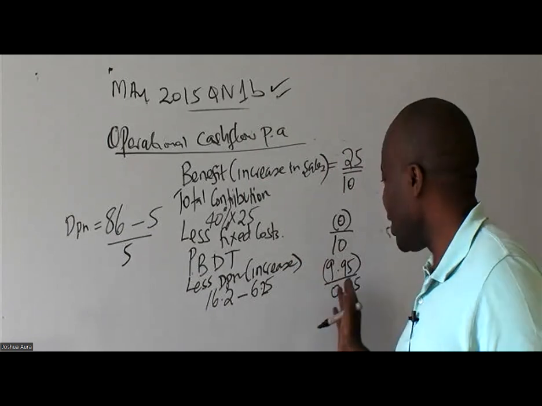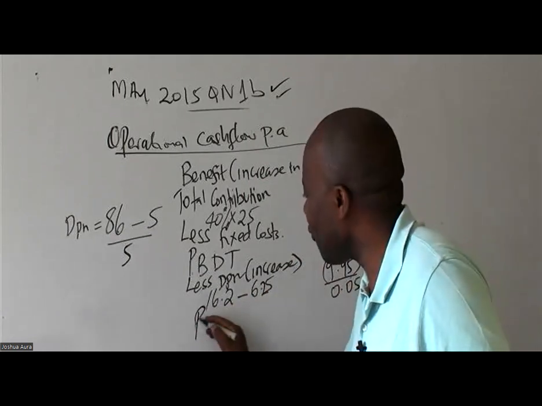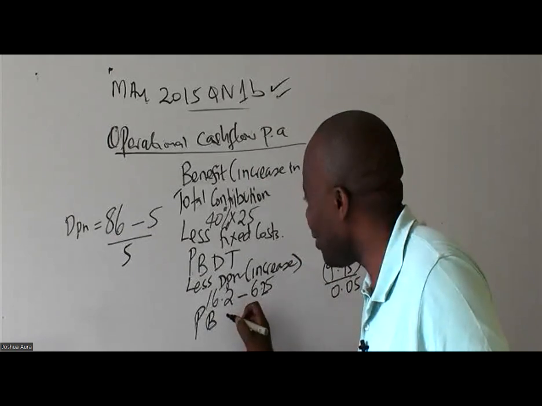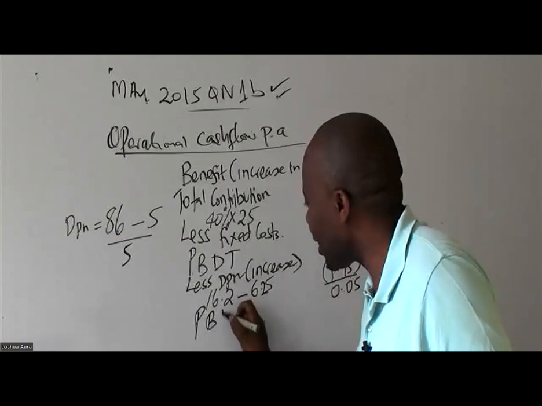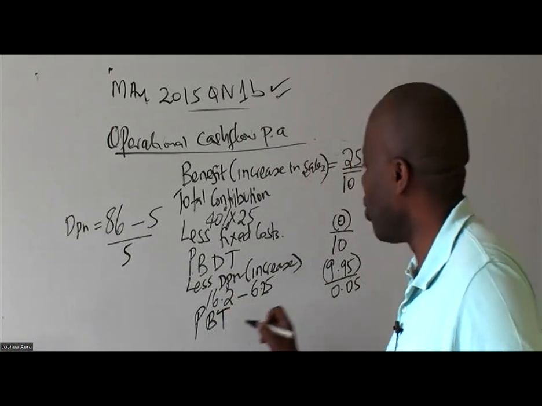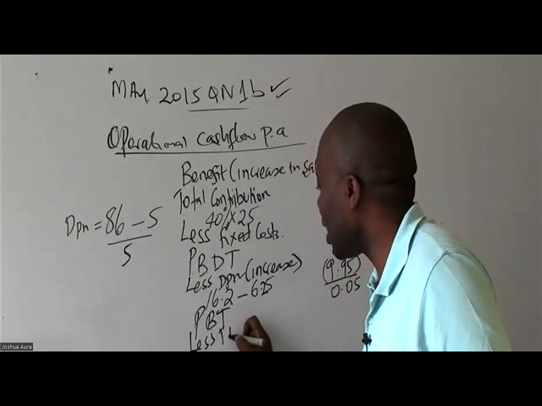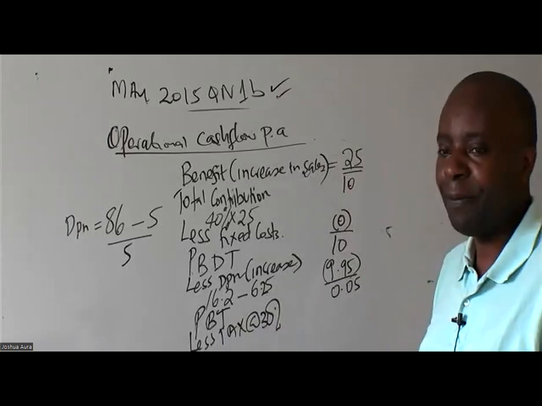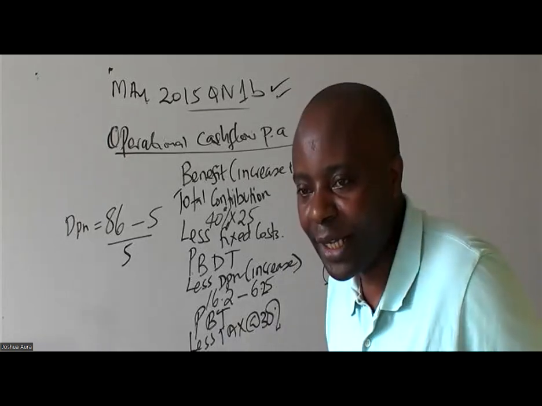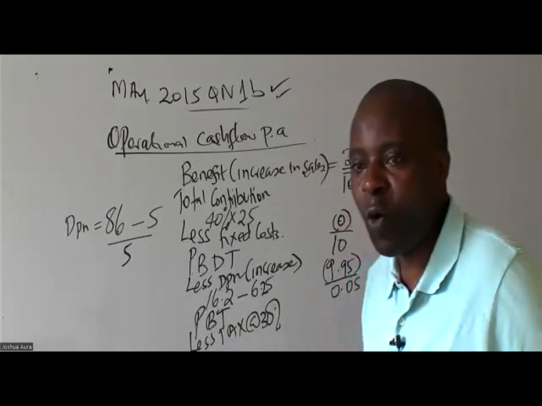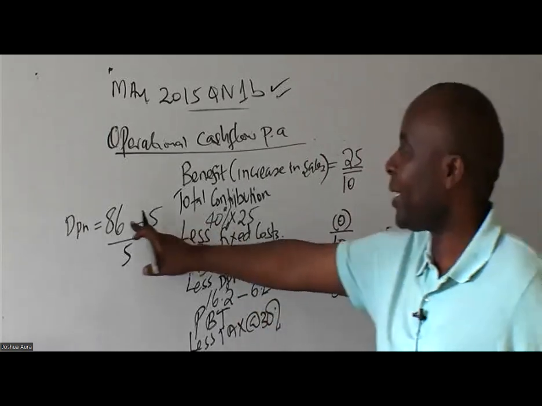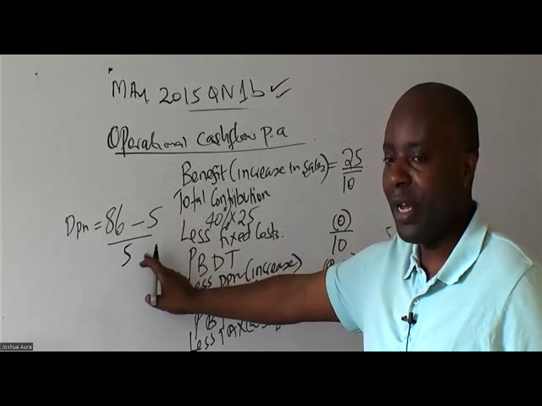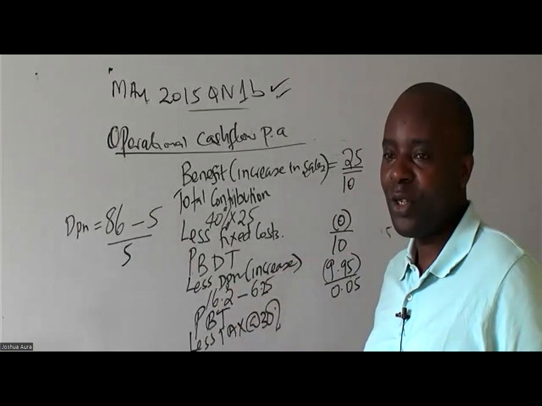Ladies and gentlemen, after we get this, now will be profit, in this case before what? Profit before tax. So go ahead and subtract tax at 30%. Where do we get the 16.2 from? From here: 86 minus 5. Whatever we get, we divide by 5. So less tax.